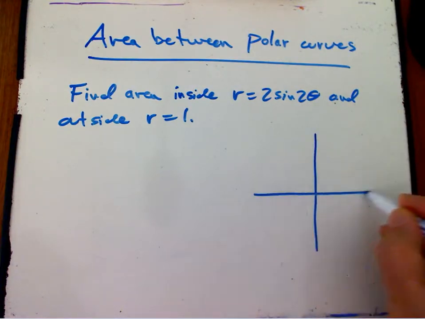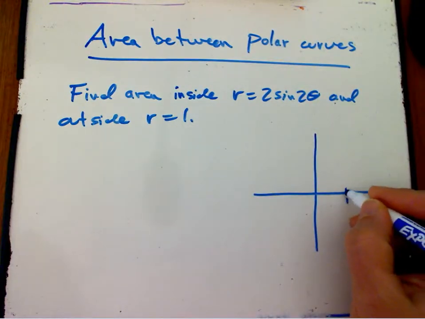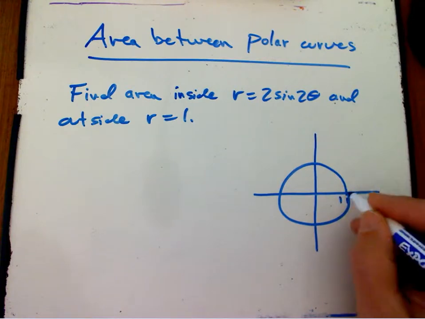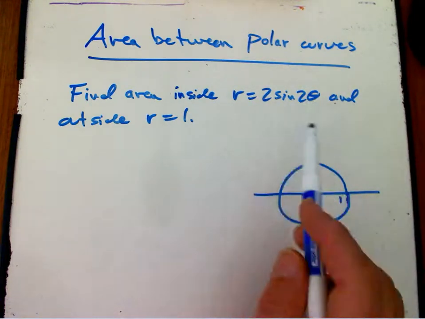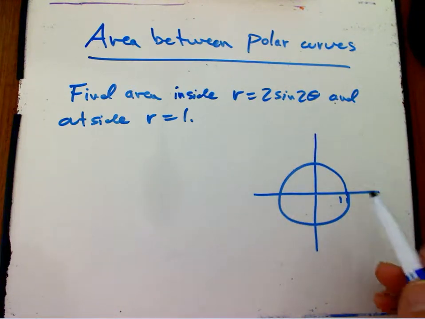Well, first of all, we have to remember what those look like. I'm not going to do the full process of sketching. r equals 1 is pretty easy. That's the unit circle. I'm going to put the 1 there. r equals 2 sine 2 theta, that's one of the so-called roses. They don't really look a lot like roses, but they look sort of like flowers.